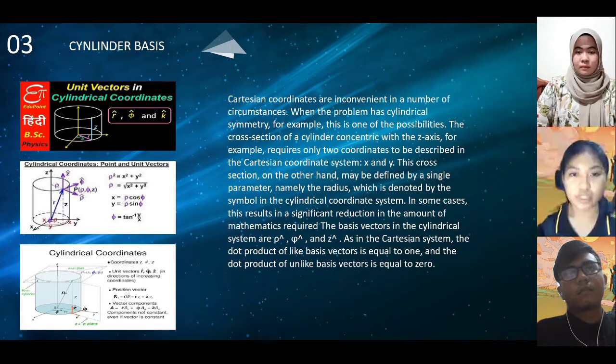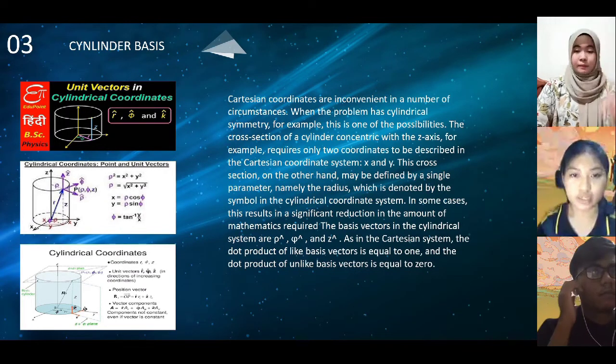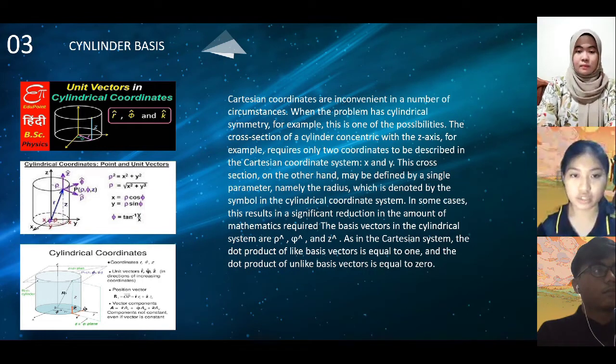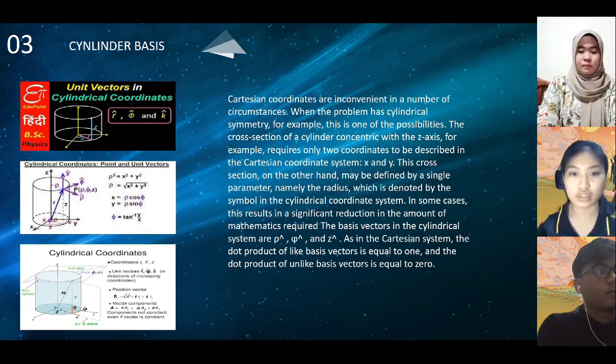Cylindrical basis. Cartesian coordinates are inconvenient in a number of circumstances, for example, when the problem has cylindrical symmetry. The cross-section of a cylinder of concrete along the z-axis requires two coordinates to be described in the Cartesian coordinate system, x and y. The cross-section, on the other hand, may be defined by a single parameter, namely the radius, which is denoted by a symbol in the cylindrical coordinate system.